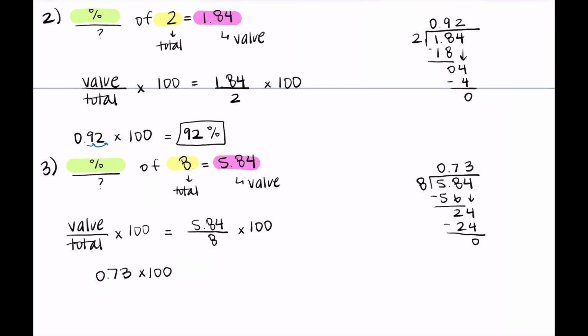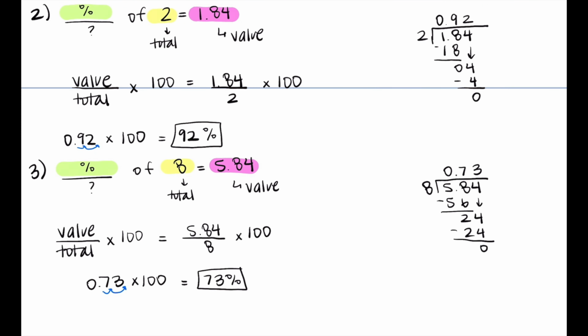And remember, we have to multiply this by 100. And when I do that, again, we move to the right 2 decimal places. So that 0.73 times 100 turns into 73%. And that would be our answer for number 3.